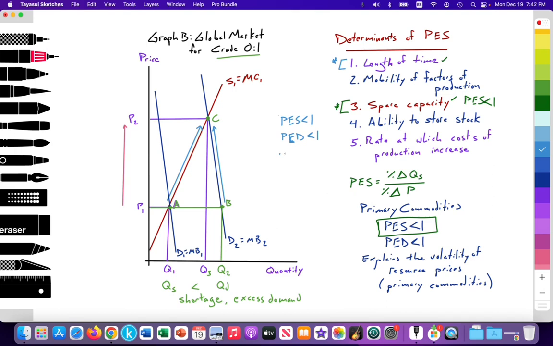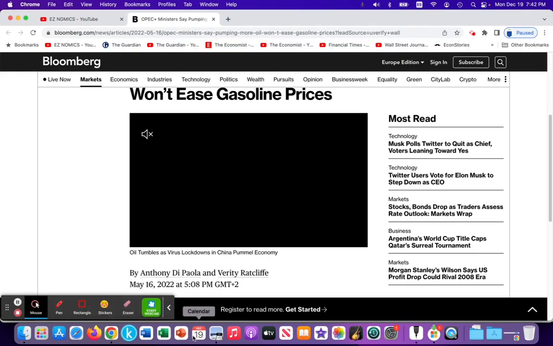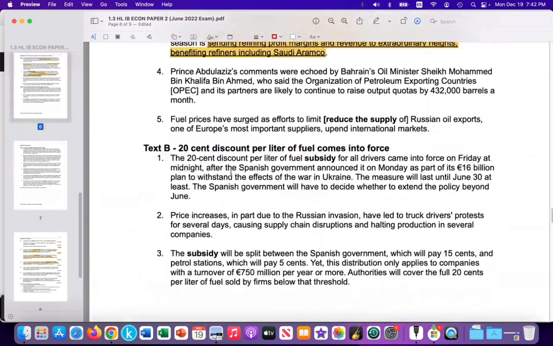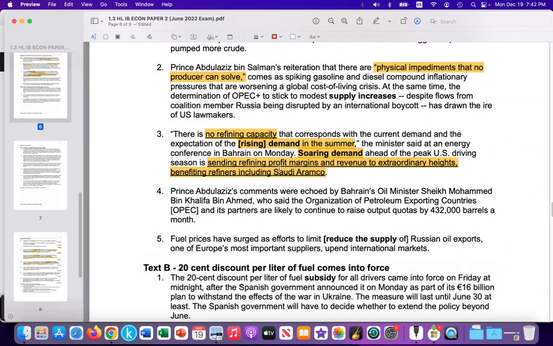And because of that inelasticity, we're going to see that the percent change in price is going to be greater than the percent change in quantity of supply and demand. Thus, if the PED, this was discussed in a previous video, if PED is less than 1, then there's a direct or positive relationship between price and total revenue. Thus meaning that if price increases, total revenue increases. And it says here in the article, if we go back to the article, this is a clear sign, sending refining profit margins and revenues to extraordinary heights due to rising price of gasoline. If price is rising and profits and revenue is increasing, that's a clear sign that it's an inelastic demand curve.